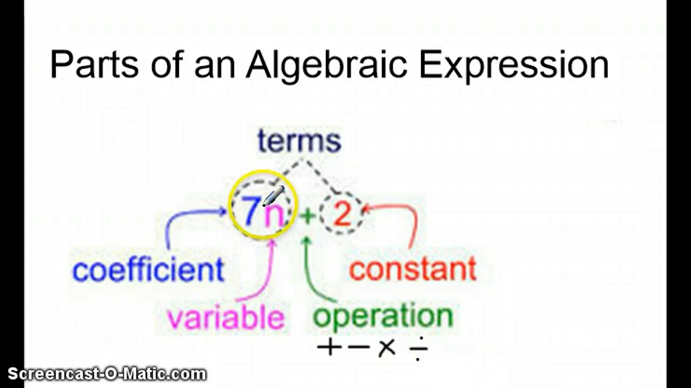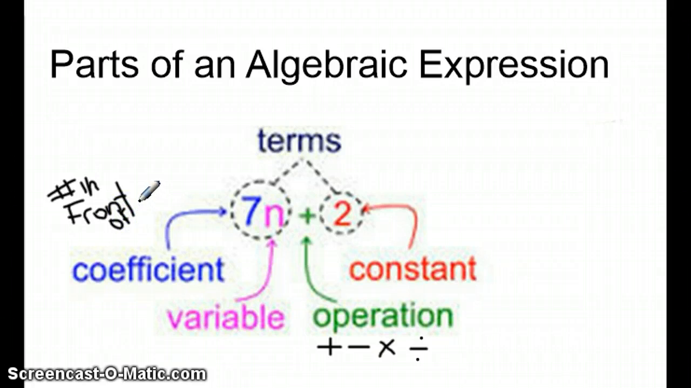So we have a coefficient, which is the number in front of the variable. Then we have the variable, which is a letter or a symbol. In this case, it's a letter that represents a different number.